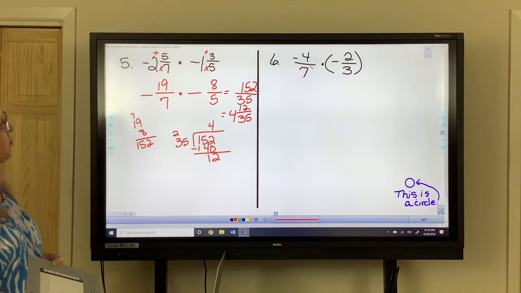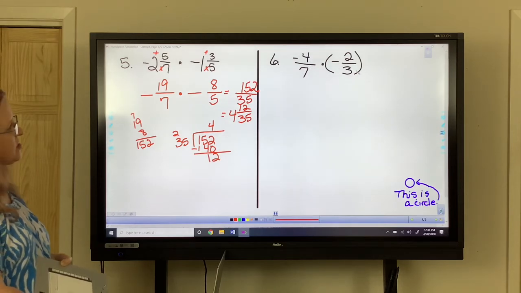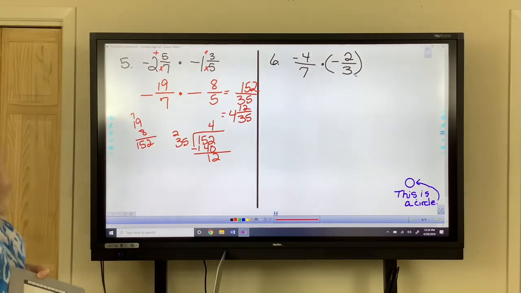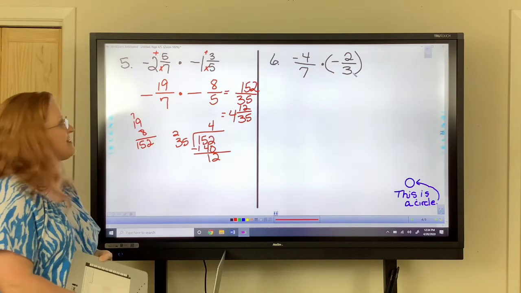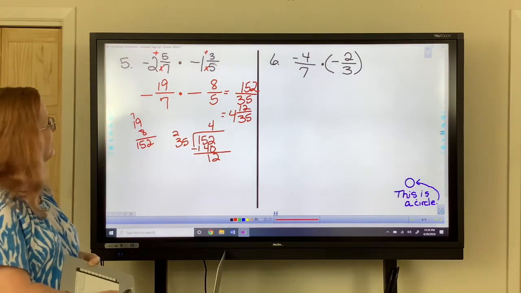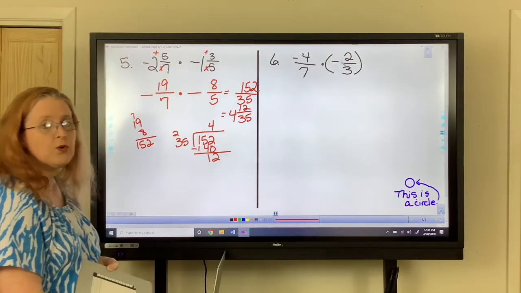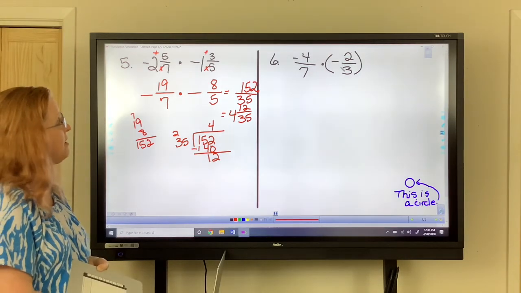Okay, so now we've got this parentheses. Negative 4 over 7 times the parentheses of negative 2 over 3. All this parentheses is showing you is that it's a negative number. See how they didn't put it here, or I didn't put it here, but it's here. So you can ignore the parentheses on this problem.